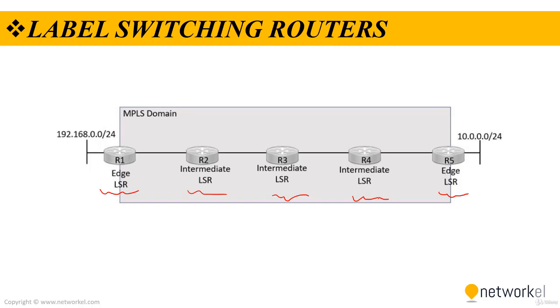An edge LSR sits at the edge of the MPLS domain and adds labels to packets that are entering the MPLS domain, removes labels from packets that will be leaving the MPLS domain, and even forwards packets as needed based on labels or the lack of a label. An intermediate LSR sits within the MPLS domain and primarily forwards packets using label information.